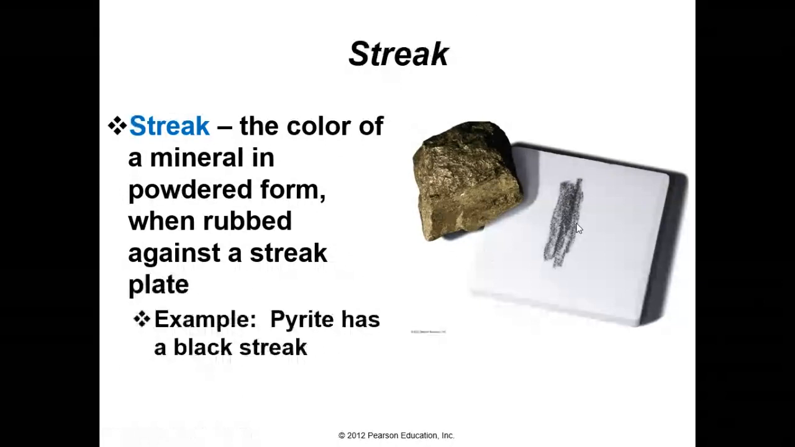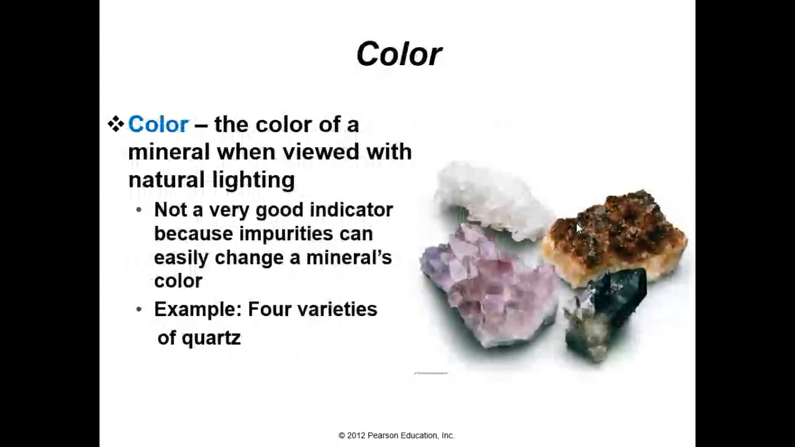Okay, but what's kind of interesting is there's some examples of minerals where the streak color is different than the outward appearing color of the mineral. So what you might say is kind of a brownish colored mineral may actually have a black streak, okay? And one example is pyrite, which again is fool's gold.